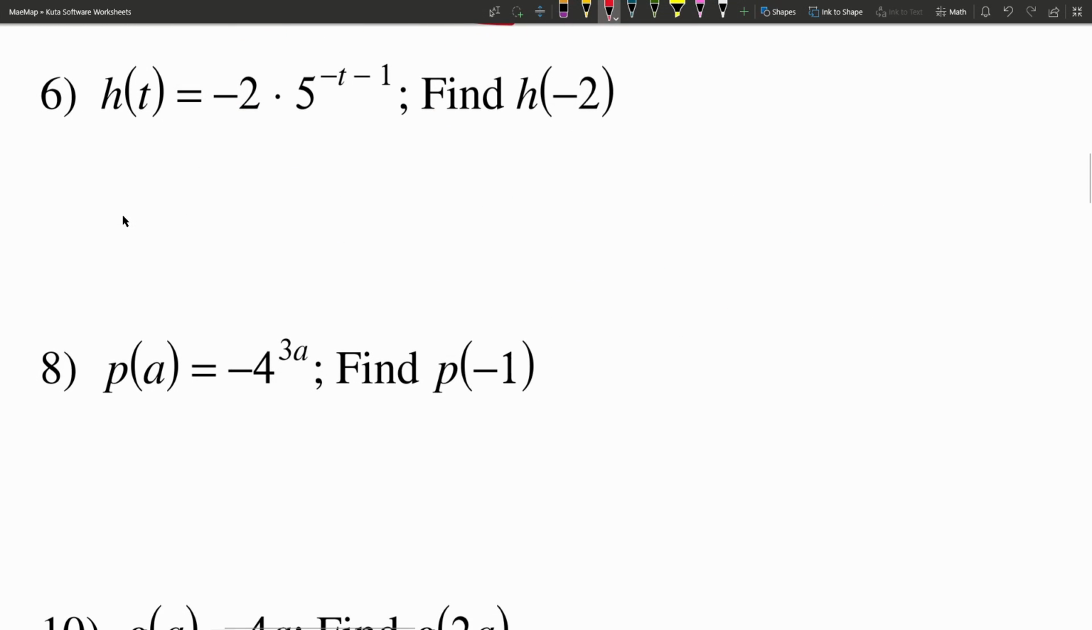In number 6, h of t is equal to negative 2 times 5 to the negative t minus 1.